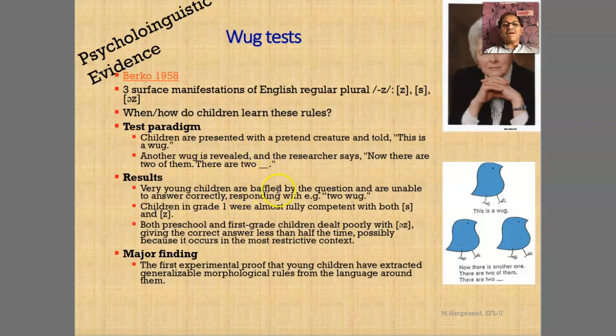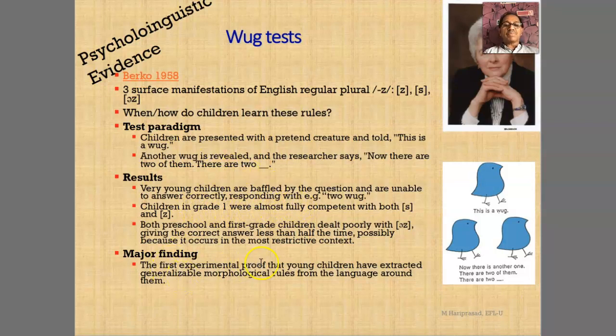Very young children are baffled by the question and are unable to answer correctly, and responded to wug first. Okay? They're very young children. Children in grade 1 were almost fully competent with the regular plural. So they said two wugs. That is, both preschool and first grade children dealt poorly with us. They do not know us, but they have learnt s and z, so they use two words. Okay, this is an experiment.